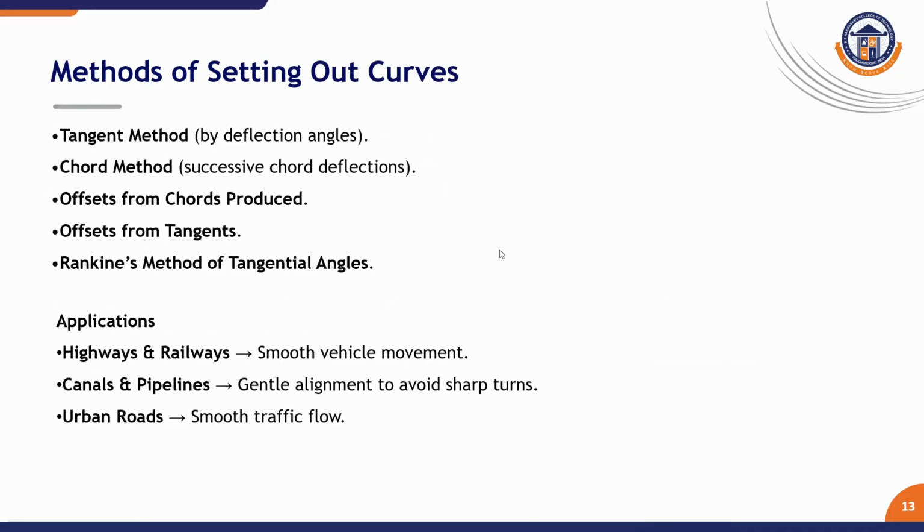Setting out of curves on the ground requires precise methods. Common techniques include the tangent method, or method of deflection angle, which is very accurate and commonly used by the theodolite. The chord method uses successive chord lengths. Other methods involve calculating offsets from the chord produced or offsets from tangents. Rankine's method of tangential angles is another popular technique that uses deflection angles to locate points on the curve.